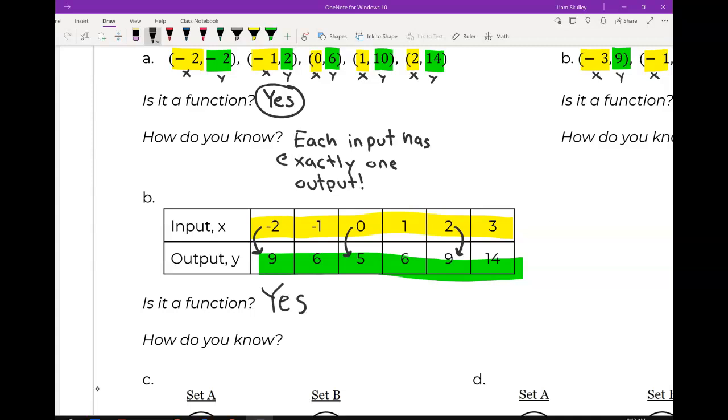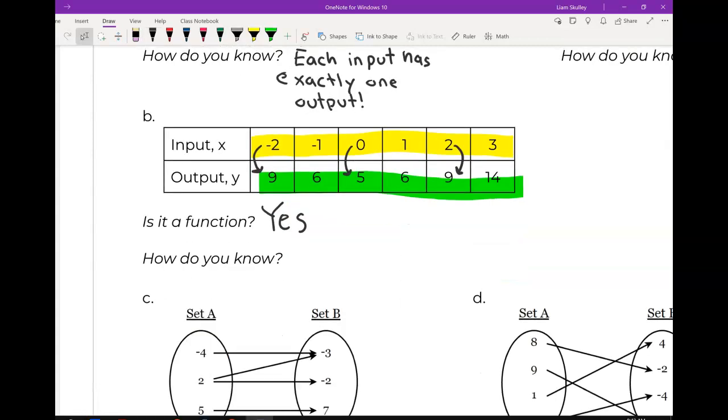it is a function. And we keep using that same phrase. When something is yes, we know it's a function. All we need to say is each input has exactly one output.